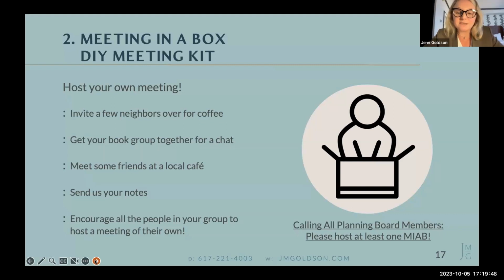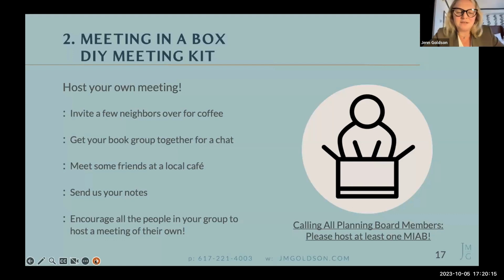And so this will be the perfect do-it-yourself meeting kit for any of those types of scenarios. It can also be something that's more official. And one thing you'll probably see on the corner here, I have a note, calling all planning board members, please host at least one of these meeting in a boxes. And what we've done with some other client groups is they've decided to host at a public place, like a library or the city hall, get a room, put it in the paper or advertise it and say, anyone who wants to come to my meeting in a box, I'm having one Saturday at 2:00.